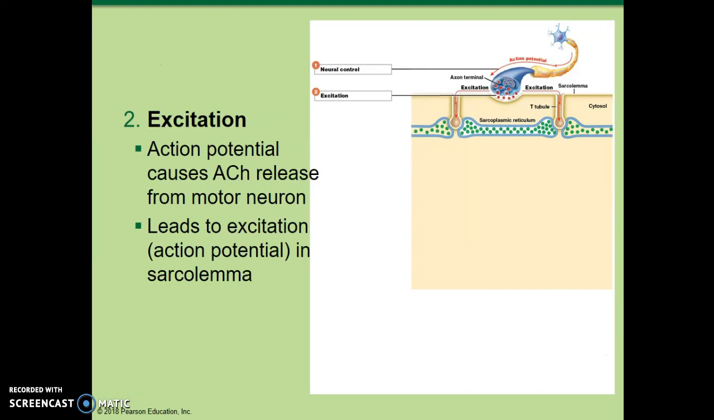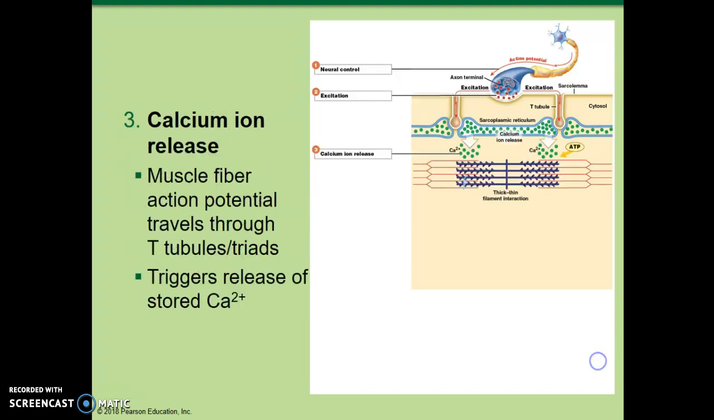The excitation. The action potential causes the release of acetylcholine from the motor neuron. From that axon terminal, acetylcholine is released by exocytosis into the gap. This leads to excitation in the sarcolemma. The sarcolemma is the membrane of the muscle fiber.